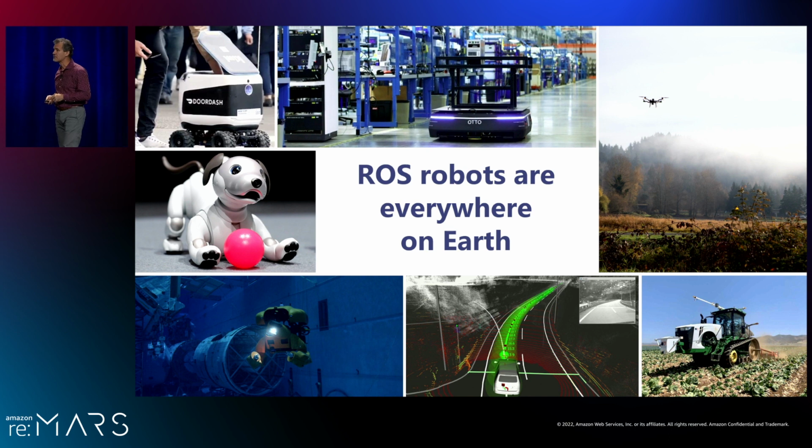So ROS robots are everywhere on Earth. So you'll find ROS inside toys and drones, delivery robots that you might find on a college campus, agriculture, underwater robots, it's everywhere. And it's safe to say that if there's a commercial robot, it's probably based on ROS, or at least has some ROS code in it.